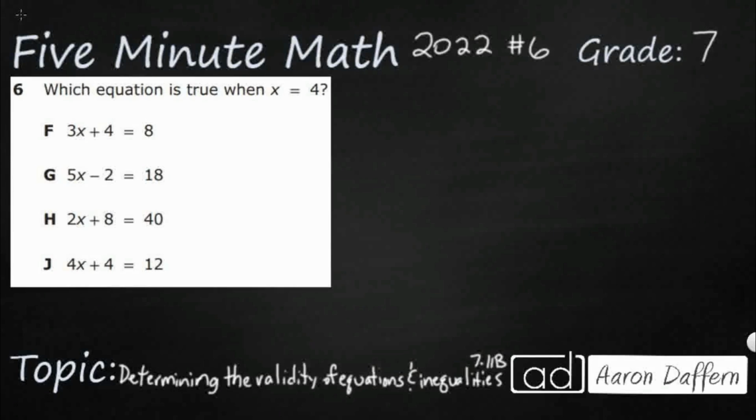Today we are looking at the 7th grade concept of determining the validity of equations and inequalities. This is standard 7.11b in the great state of Texas, and we are using item number 6 of the 2022 released STAAR test. If you have not done so already, please take a moment to pause the video, work this problem out on your own, unpause it, and we will look at our answers together.